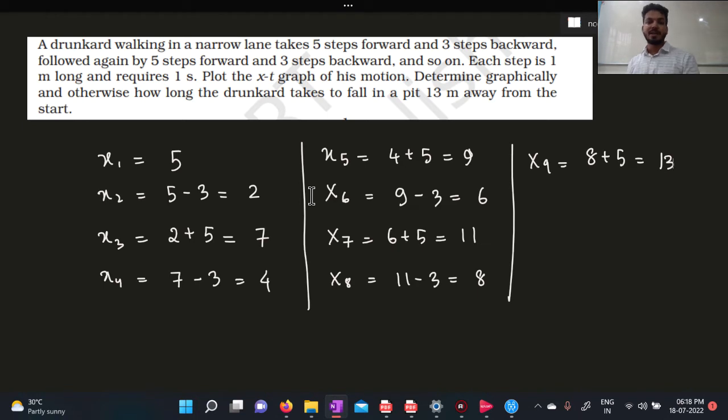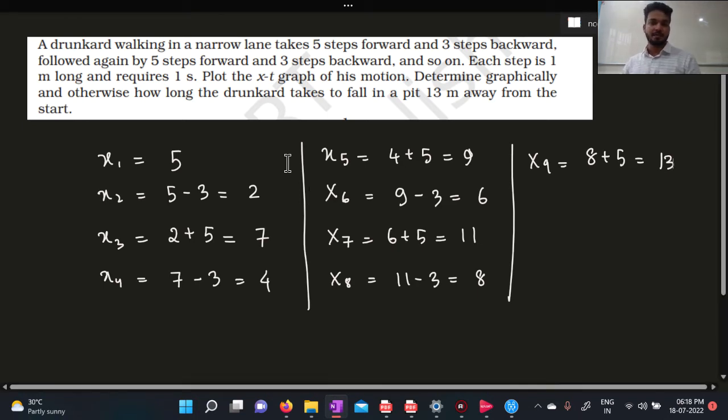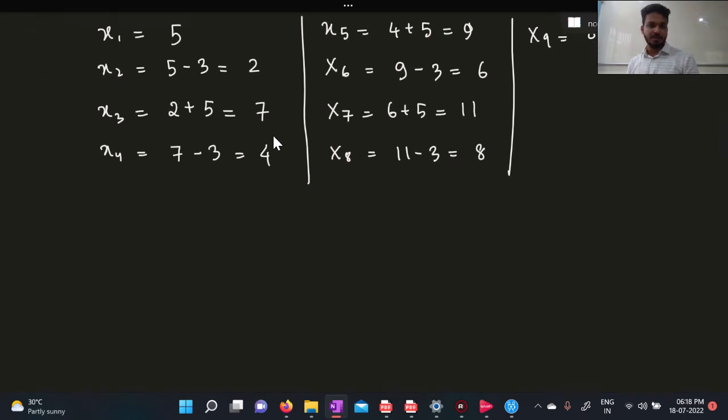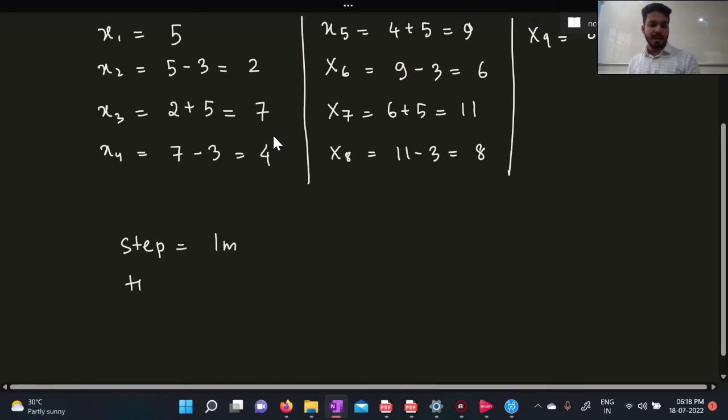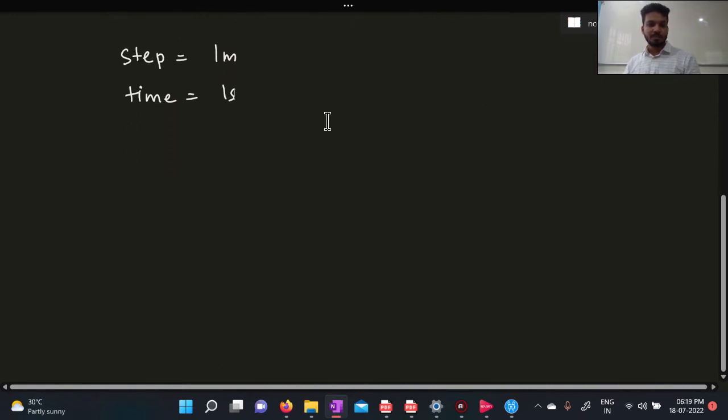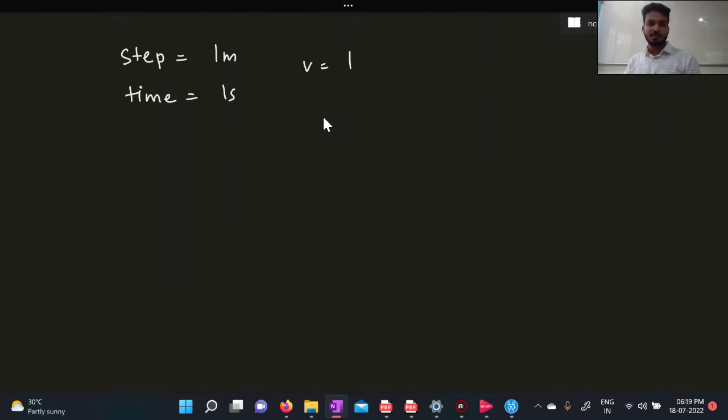Okay, now what I have to do is put this in a graph. Plot the x-t graph for his motion. You have to understand here that the velocity is given to us. Each step is 1 meter and it takes a time of 1 second. So the velocity is how much? It is 1 meter per second.